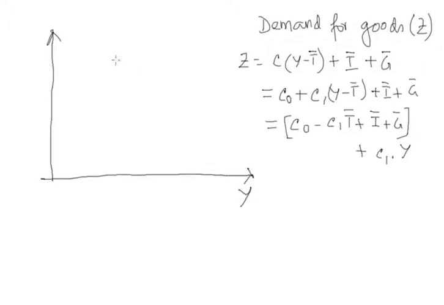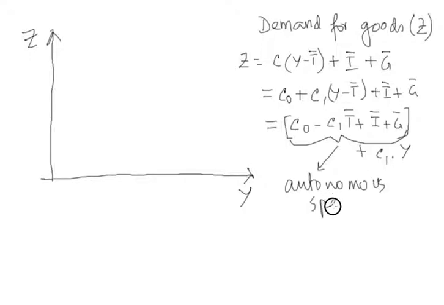We measure Y on the horizontal axis and C on the vertical axis. So Z is a function of Y. It has a vertical intercept which is defined as autonomous spending. This entire term in brackets is known as autonomous spending. It consists of different types of autonomous spendings, as you can see. And this C1 is the familiar MPC, which means the slope of the demand curve is also equal to MPC, and its vertical intercept is equal to this term in the bracket. Therefore, the Z function will look somewhat like the consumption function.